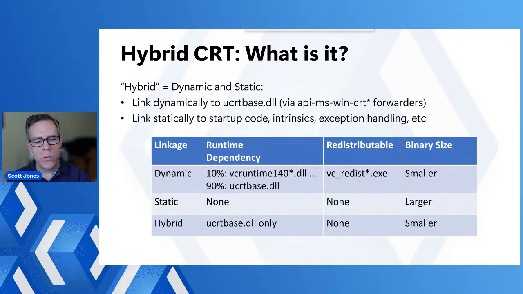And so now returning to our chart, we have a third row, hybrid, where the runtime dependency is only to UCRT-based DLL, 90% of the C runtime code. So there is no redistributable concern, and you still have a small-ish binary. It's not quite as small as you would have if you linked dynamically, but it's nowhere near as big as it would be if you linked statically.